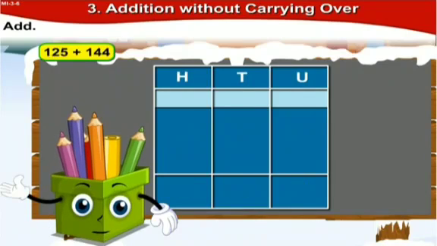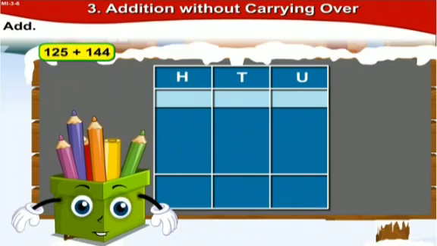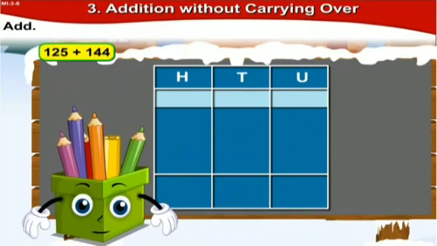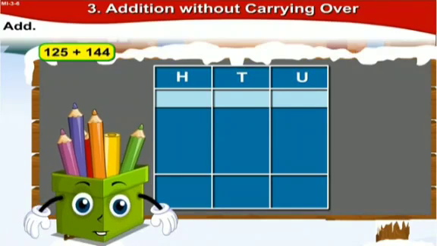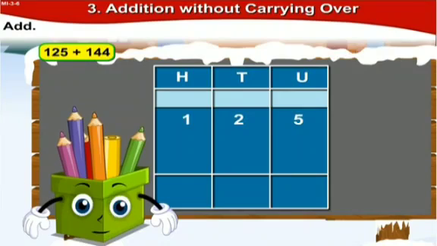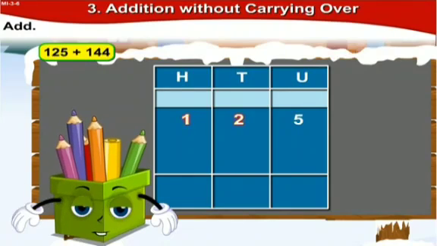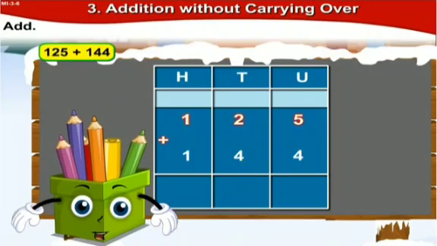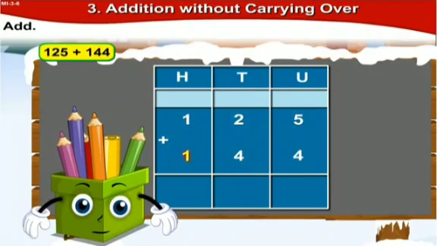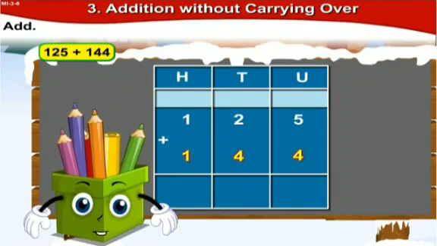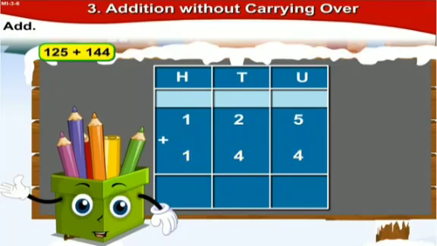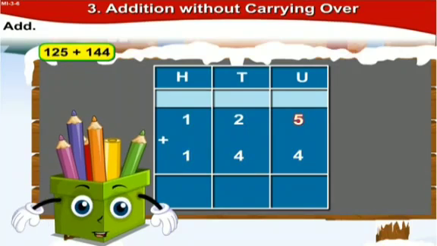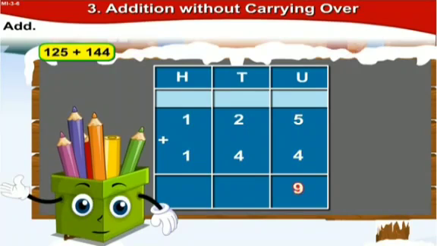Now the next is 125 plus 144. First we'll write hundreds, tens, units. Now 125 is equal to 100, 2 tens, 5 units, plus 144 would be 100, 4 tens, 4 units. Let us begin our addition from the units column. 5 units plus 4 units is 9 units.